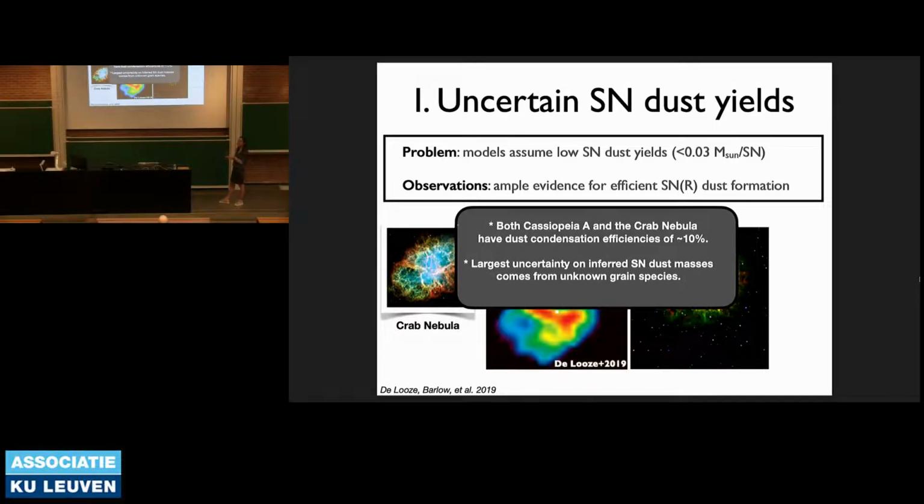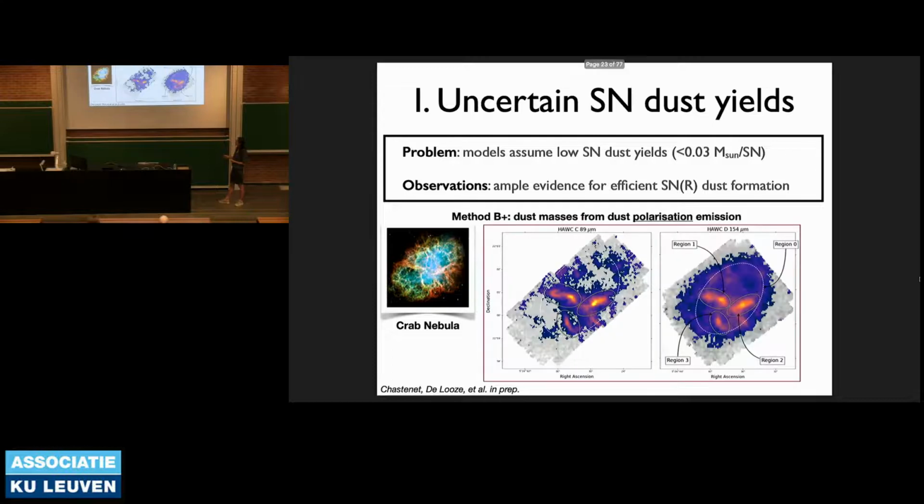Now, you've seen that the dust masses that we infer are still uncertain by a factor of 2, or even more, depending on the methodology that you use. And a big uncertainty is that we actually don't know whether carbonaceous grains or silicate type of grains mostly form. So we don't know what to expect. And that's why we have this method B+, I call it, where we don't only look at supernova dust emission, but we actually also want to look at the polarization aspect.